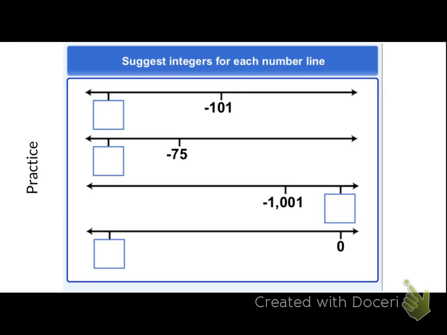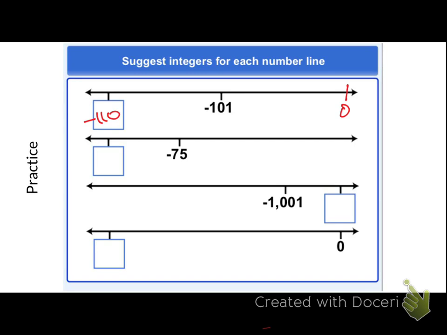So let's look at this in practice. We need to suggest integers for each number line. Notice these number lines don't all have 0. The top one, in fact, has a negative 101. What is a number that could be to the left of a negative 101? Well, I'm going to throw out here negative 110. It is to the left. In fact, a number that will be way, way over here is 0. That 0 helps me look at it and understand it.